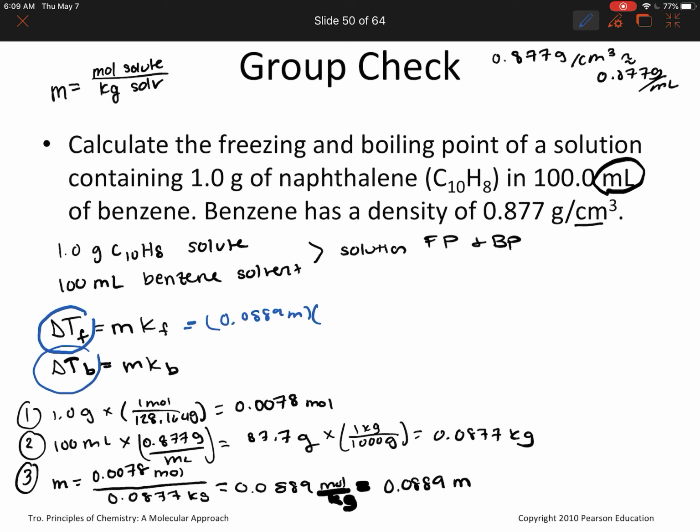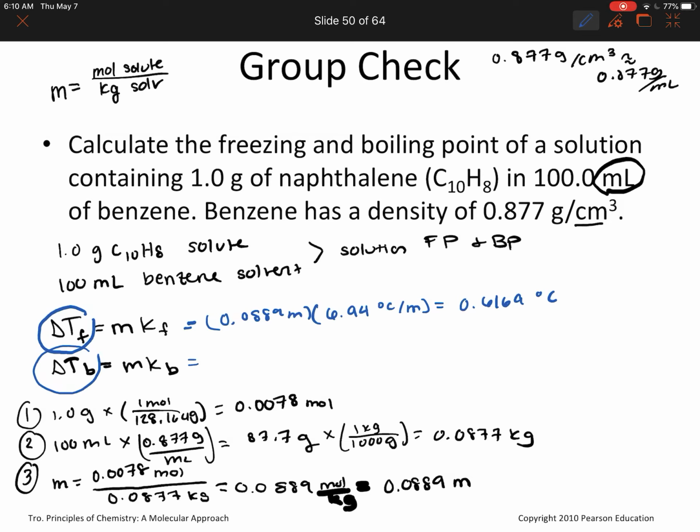My freezing point constant of naphthalene is positive 6.94. So I multiply it by 6.94 degrees Celsius over molality. Now again, the freezing point constant, that's what you look up. So you get 0.0889 times 6.94, that's equal to 0.6169 degrees Celsius.